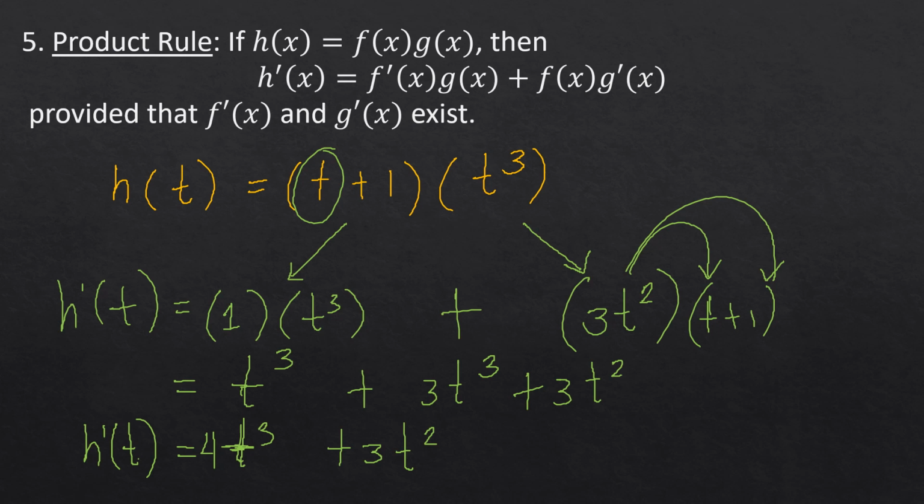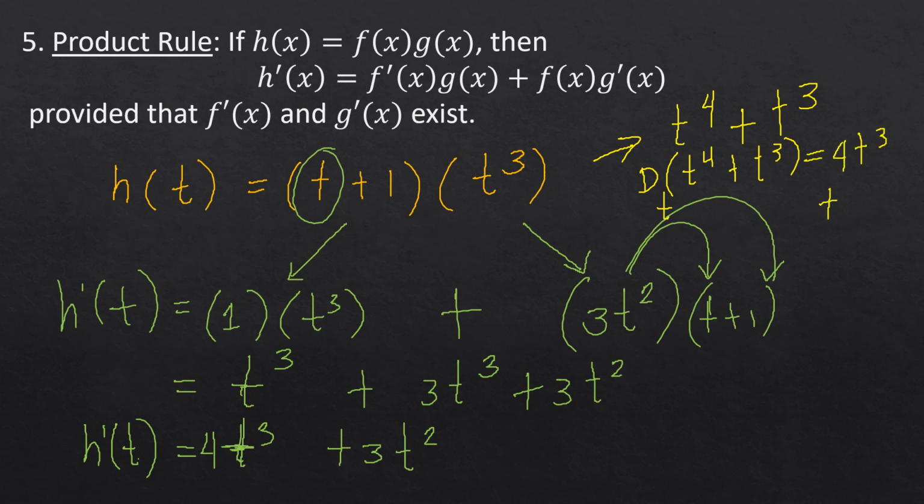Also, if you would like to get the product first of t plus 1 and t cubed, then you can have t raised to 4 plus t cubed. Now get the derivative of t raised to 4 plus t cubed with respect to t will give you 4t cubed plus 3t squared. And you notice that we got the same answer. So you have two possible ways: you get the product first and get the derivative of the product, or make use of the rule of the function, that is making use of the product rule. Okay, you can still arrive with the same answer.